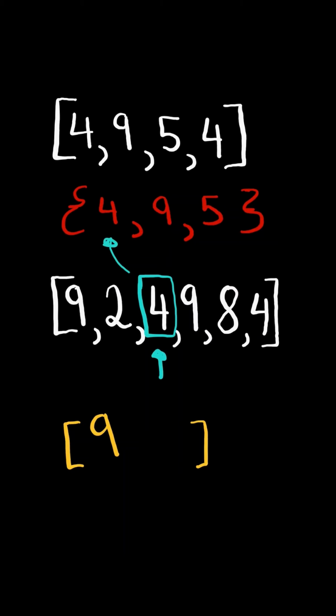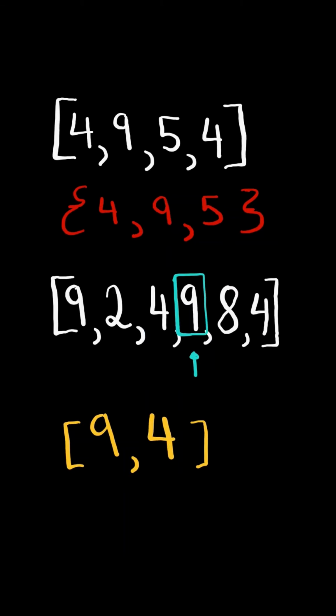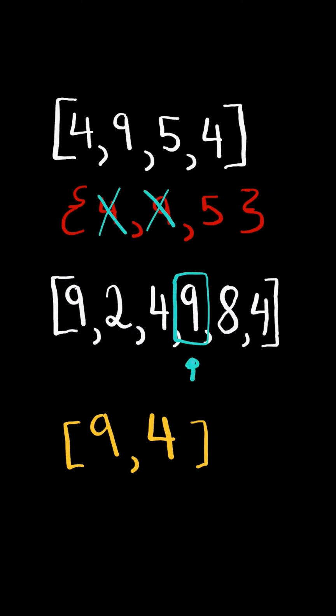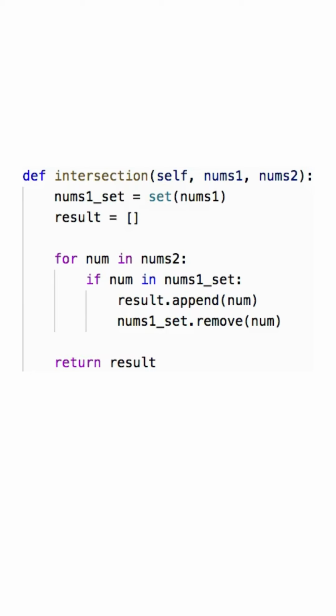Again, the element exists in our set, so we add it to our list. Now we come across a duplicate element, and we would have incorrectly added it to our list. To avoid this, every time we added an element to the list, we remove it from the set. This way, when we come across a duplicate element, it won't exist in our set, and therefore we would not add it to our list. And here's the code to do so.